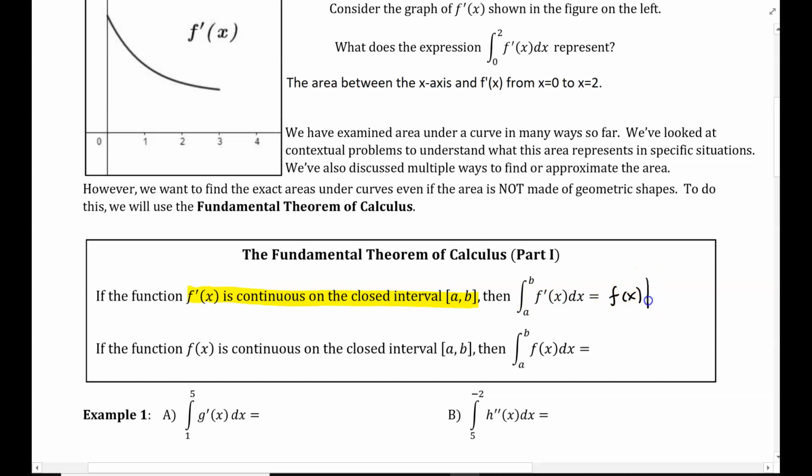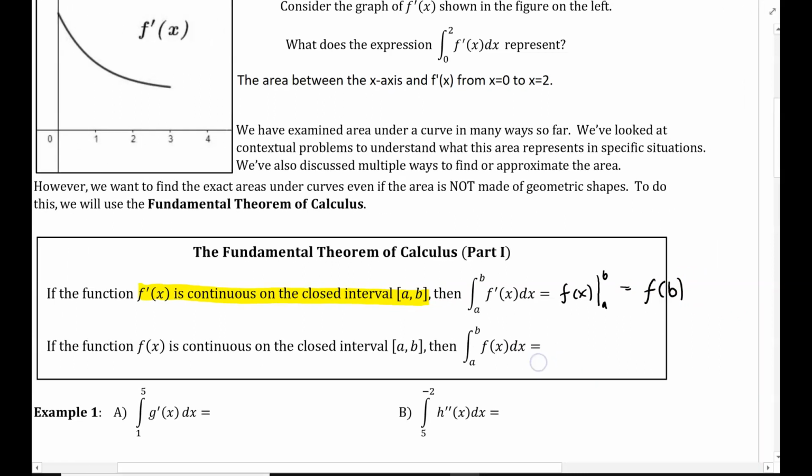Now the bounds, we say we're evaluating from a to b. And how we calculate this is we simply subtract the function evaluated at b, the upper value, minus f of a, the lower value or lower limit. That's it. It is the antiderivative evaluated at the upper limit minus the function evaluated at the lower limit.